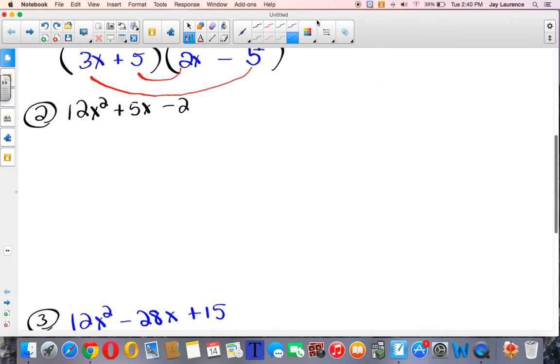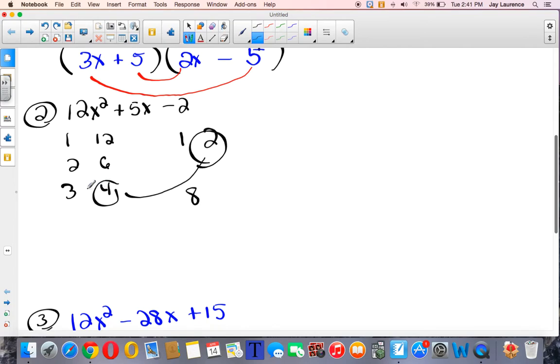Okay, here I have 12x squared plus 5x plus 2. Okay, I'm going to list the factors of 12. So you get 1 and 12, 2 and 6, 3 and 4, and then 1 and 2. Now I'm going to be subtracting the products because the 2 is negative, and I have to get 5 for an answer. Look at this. I see 4 times 2 is 8. 3 times 1 is 3.